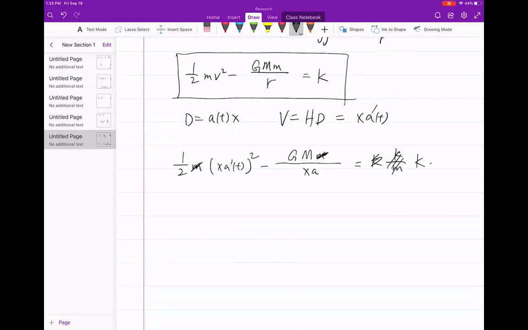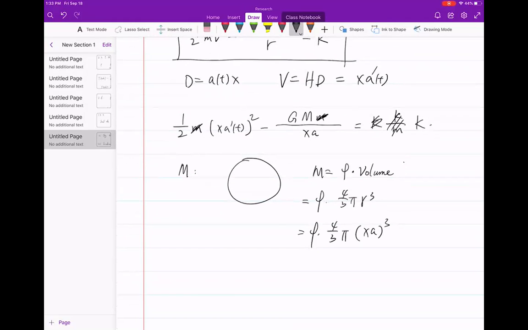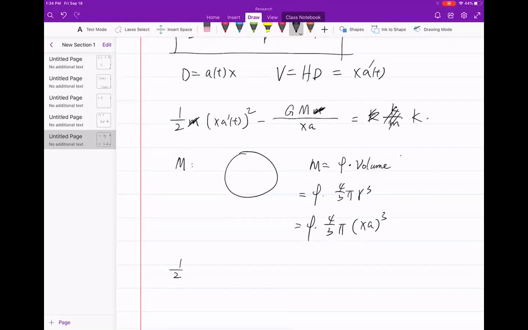Finally, you have your capital M. You are talking about the mass inside a sphere. So the mass should equal the density times the volume, which is nothing but rho times 4/3 pi r cubed. And again, your R is going to be your xa because that's just your D. Putting everything together, 1/2 V squared, which is x a prime squared, minus GM divided by R equals K over m. Let's just call it K.